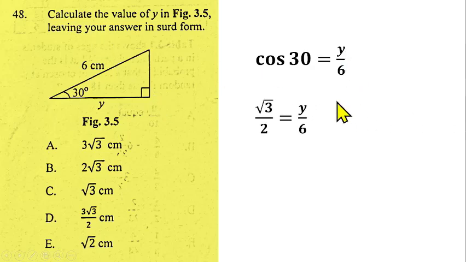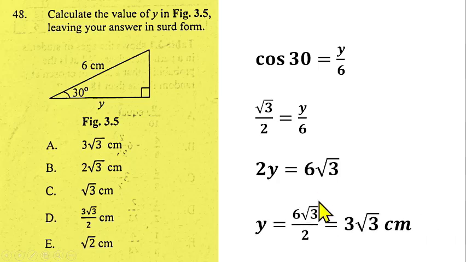If you cross multiply from there, since we have to leave the answer in surd form, 30 degrees is a special angle, so you can find the trigonometric ratio of the special angle 30 degrees. So we know the value of cos 30 degrees is root 3 over 2, because 30 is a special angle. So root 3 over 2 is equal to y over 6. Then cross multiply, we have 2y equals to 6 root 3, divide both sides by 2, y will be equals to 6 root 3 over 2, which is 3 root 3 centimeter. And option A is the right answer for question number 48.